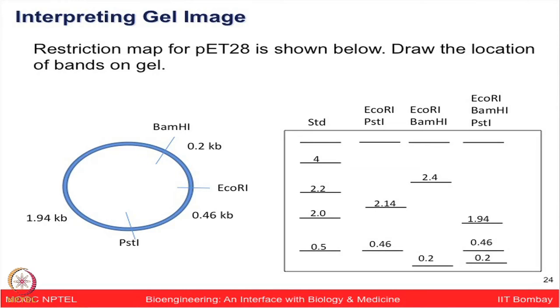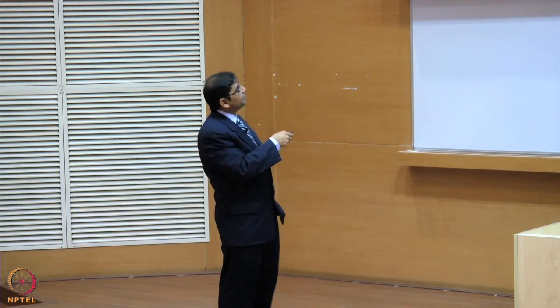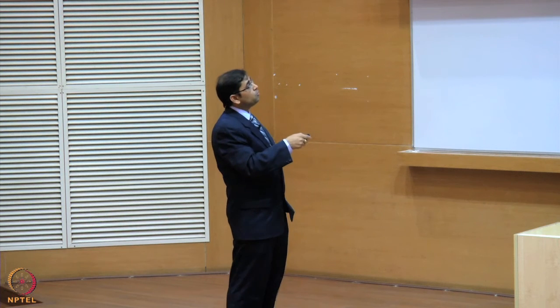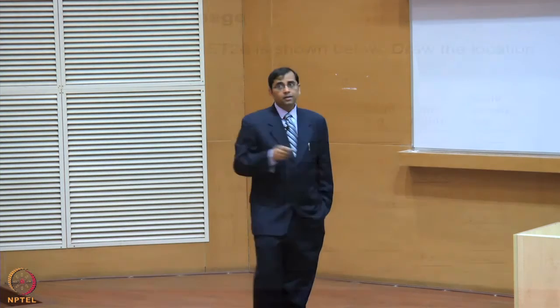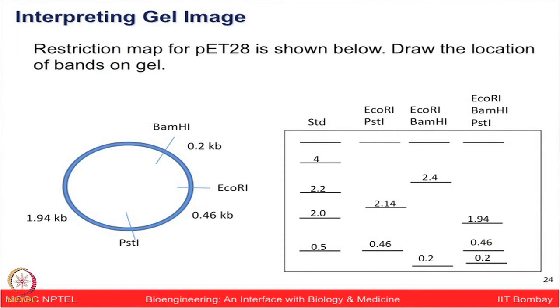If you have used EcoR1 and PstI, 2.14 and 0.46. Now let's say you have used two enzymes, EcoR1 and BamH1, these two. So one piece is 0.2 kb and the remaining one is this whole thing, 1.94 plus 0.46. This is going to make a 2.4 kb band. So you will see two bands, 2.4 kb and 0.2 kb. In the third situation, when you have added all three enzymes, EcoR1, BamH1 and PstI, you have multiple fragments: 0.46, 0.2, 1.94, and they are being mapped here.